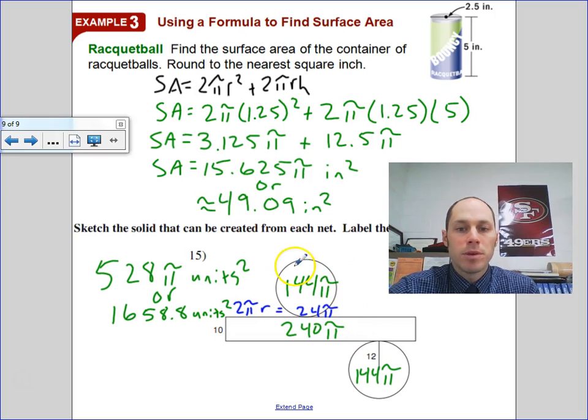And then if we take a look at the net below, I know this circle's area is pi r squared, so 12 squared times pi, same for both of them. And then this height is 10 times its circumference, 2 pi r. So I have 24 pi, since my radius is 12, so 2 times 12 is 24 pi, so 10 times 24 pi is 240 pi for this rectangle. Add the 3 up, I get 528 pi, or approximately 1,658.8 units squared.